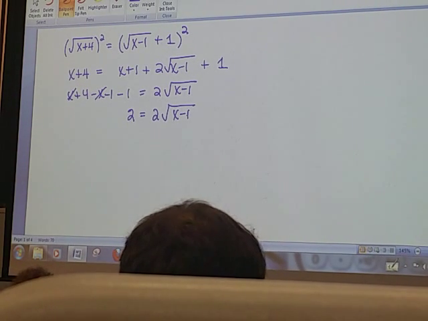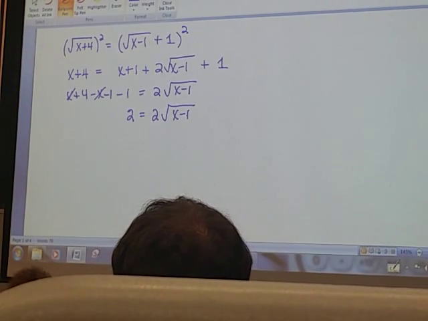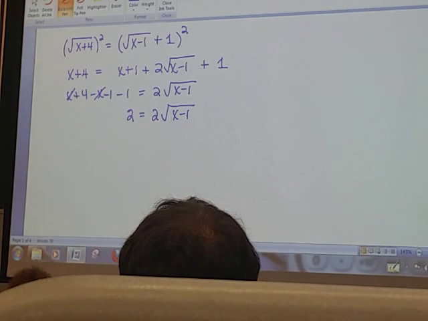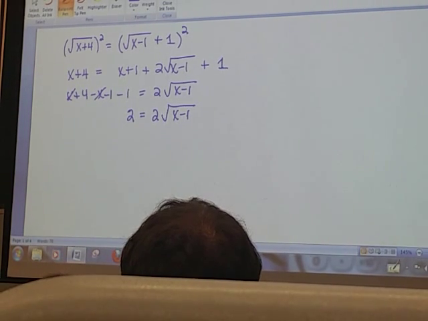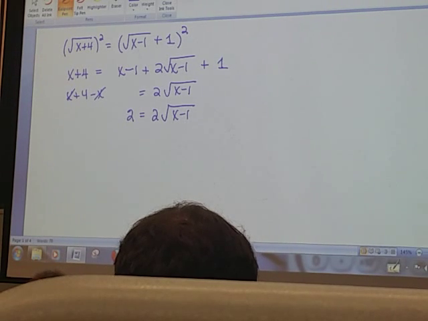Oh, Lord have mercy. Did anybody do this problem on their own? Yes. I copied it. I got 4 equals 2 square root of x minus 1, and then I divided by 2. No, I copied it wrong from here to here.